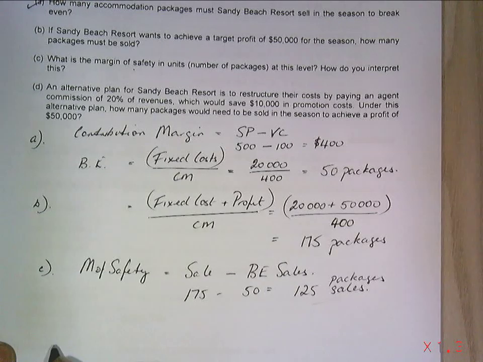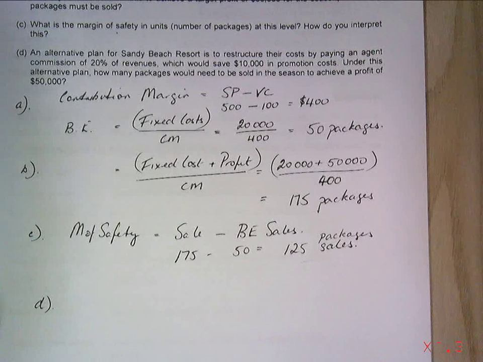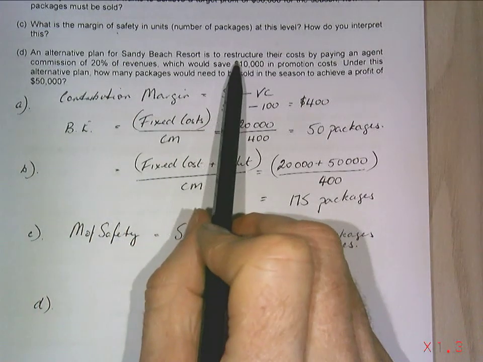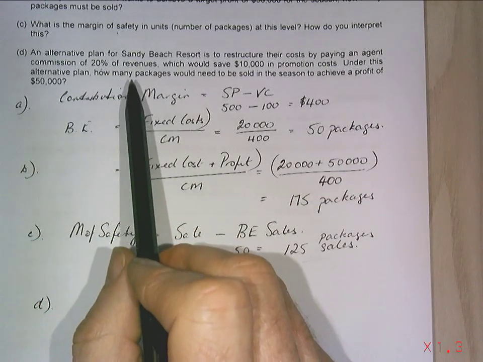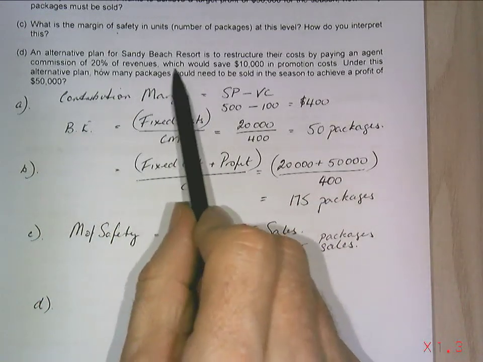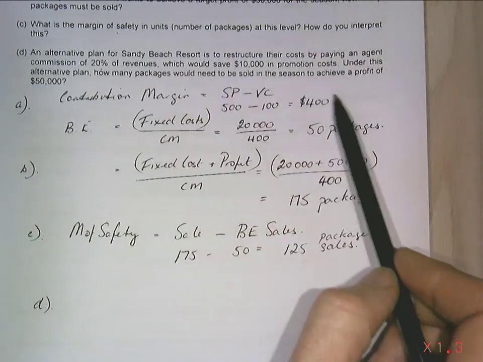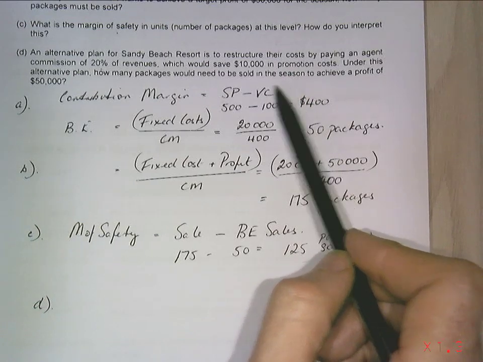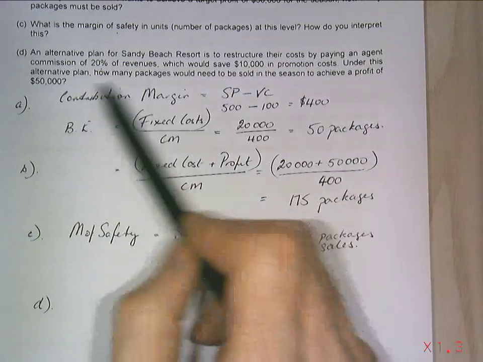All right, if we look at D, D's talking about changing some costs. It says an alternative plan for Sandy Beach Resort is to restructure their costs by paying an agent commission of 20% of revenues, which would save $10,000 in promotion costs, and my promotions are fixed costs. So under this new alternative plan, how many packages would need to be sold in the season to achieve a profit of $50,000?